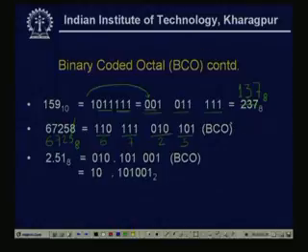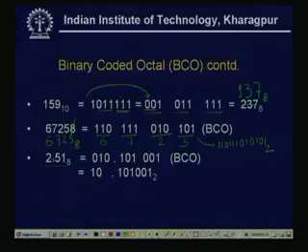What will be the binary? Because there are no leading zeros, if I just merge these 3-bit numbers, then it will be my binary, that is 1 1 0 1 1 1 0 1 0 1 0 1. This is my binary number. Now, we consider one fraction. So, this is 2.51 in octal.